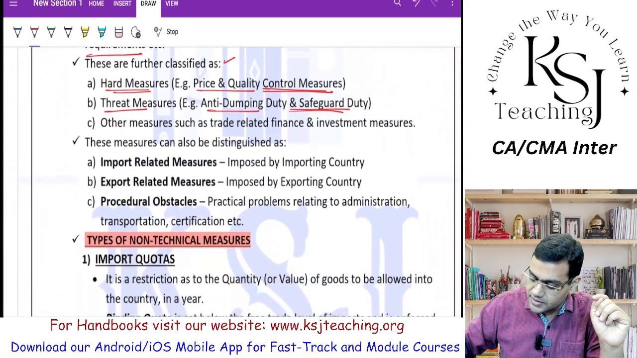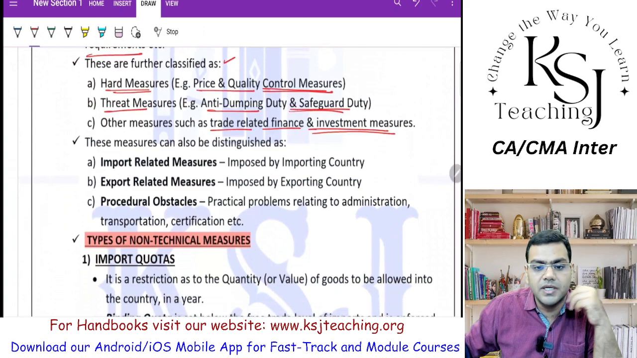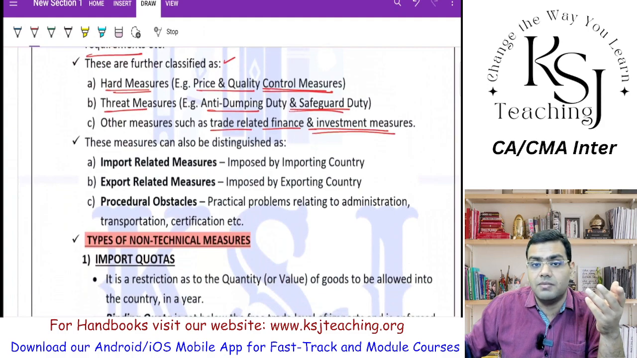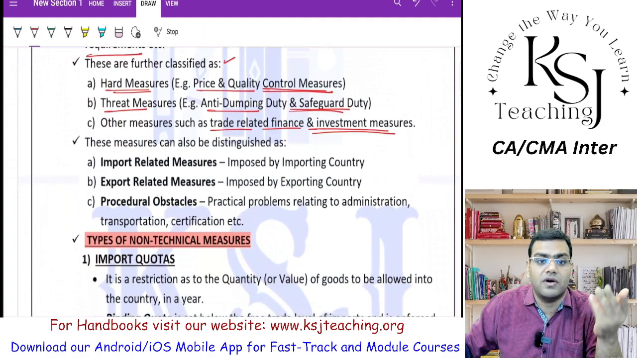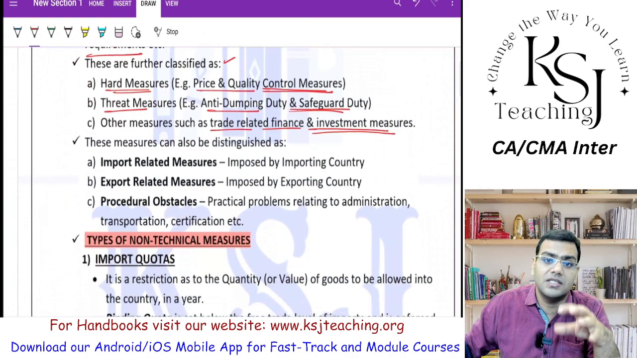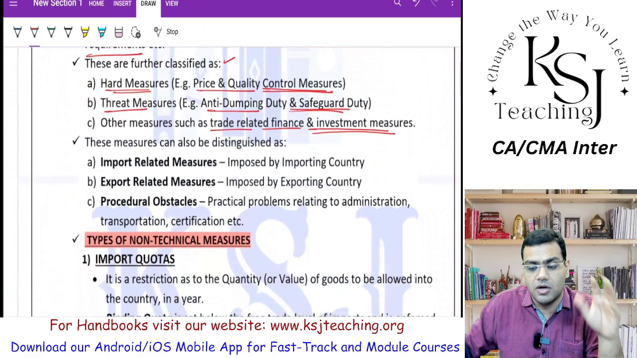Other measures such as the trade related finance and investment measures, that the investment is not available if you want to import a particular product but you don't have the money, and even the bank or the government says that we are not going to provide you the foreign exchange, we are not going to provide you the money for the import of this good, as this good might not be good for our economy.